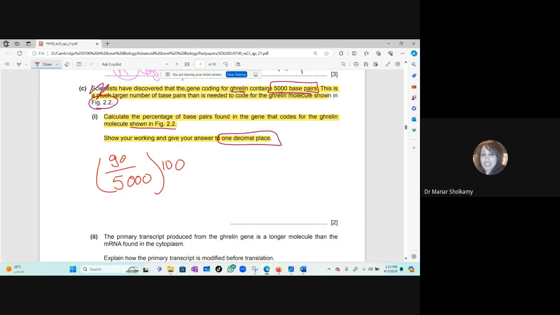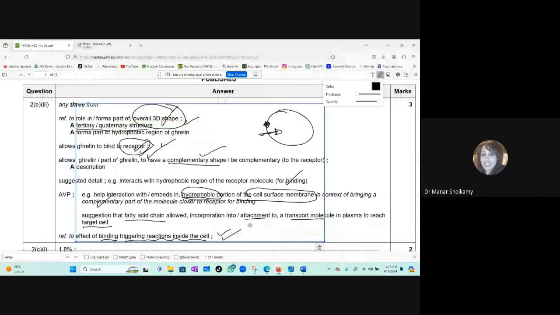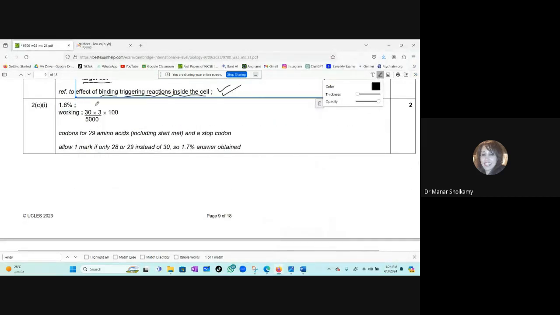90 divided by 5, 1, 2, 3, times 100. This is 1.8. Now let's see if we are here making up biology or we are correct. Yes, the answer is 1.8. Okay, if you don't add the start or the end codons, if you use 29 times 3 or 28 times 3, you also get 1 mark.